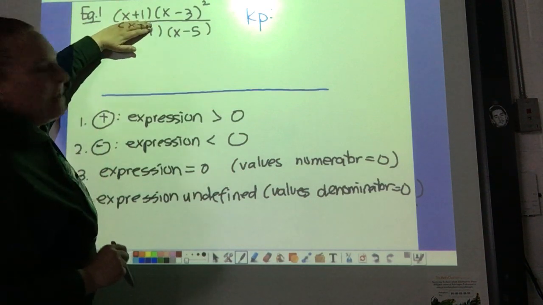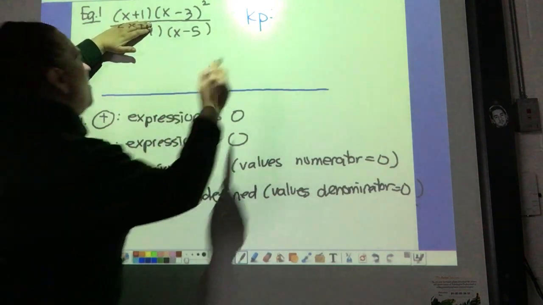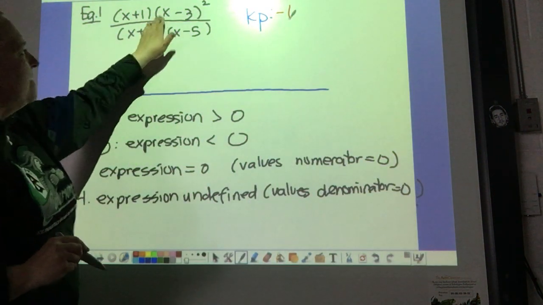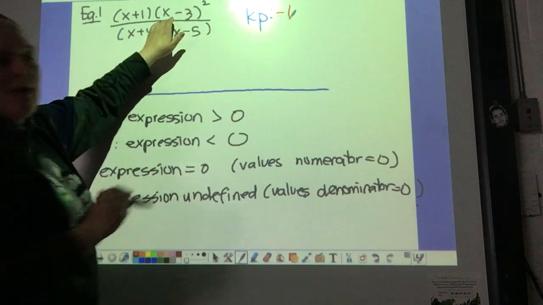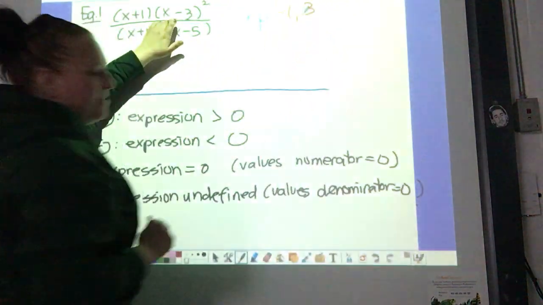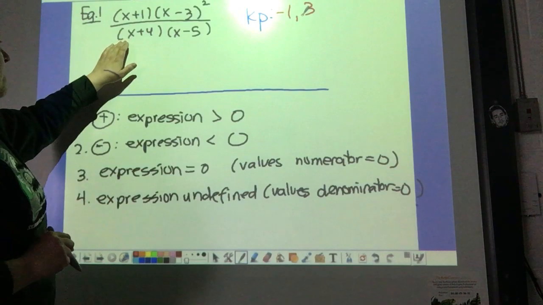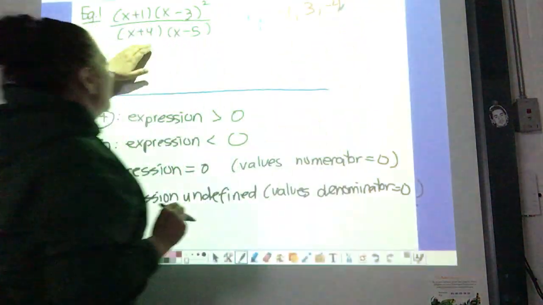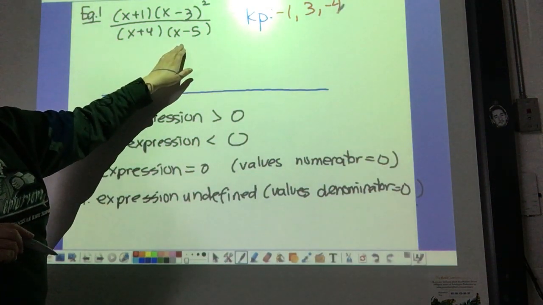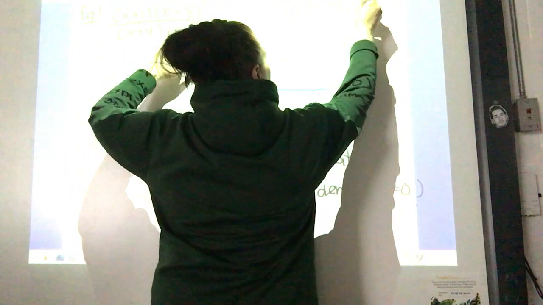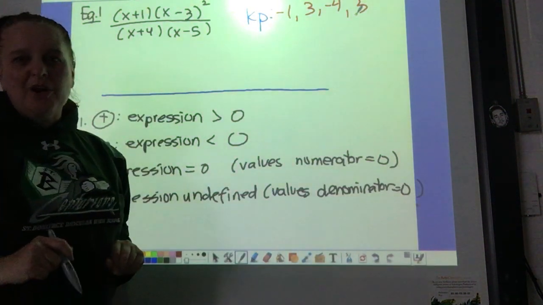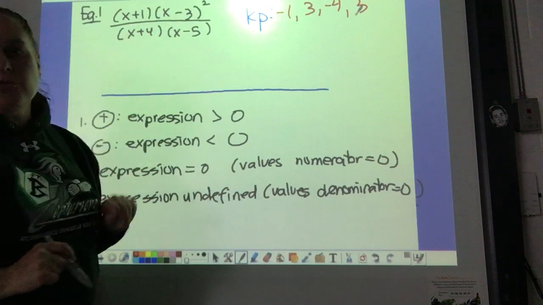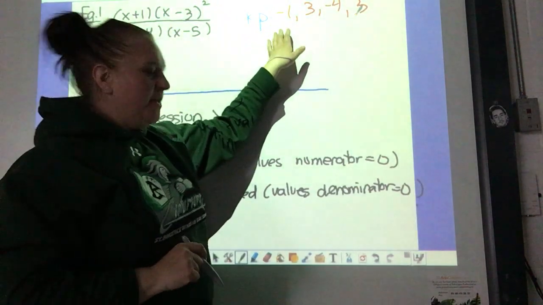What value of x would make this term 0? Well, that would be -1. -1 plus 1 is 0. What's our key point from this bracket? Well, that would be 3. 3 minus 3 is 0. What's our key point from this bracket? That would be -4. -4 plus 4 is 0. And what's our key point here? Well, that would be +5. So kind of similar to when we got our non-permissible values, so that should be pretty straightforward. So what values make the numerator and or denominator 0? Those are your key points.